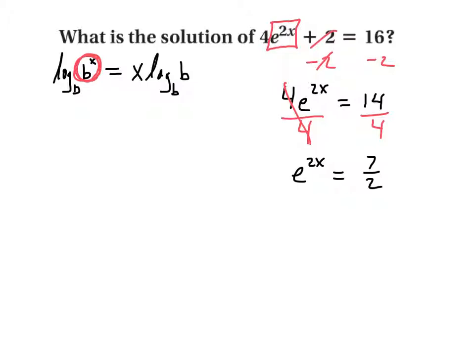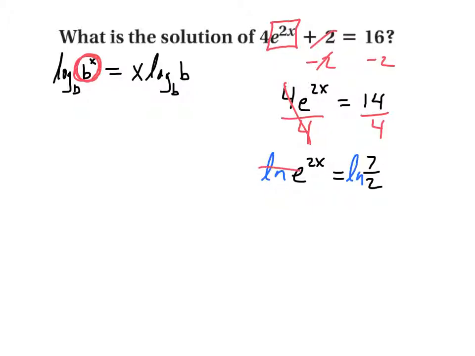If I take the natural log of both sides, what is the natural log of e raised to the 2x power? Think back to our properties that we talked about today. Because what does natural log really stand for? It doesn't stand for e, it stands for log base e. So log base e of e raised to the 2x power. What do we get?